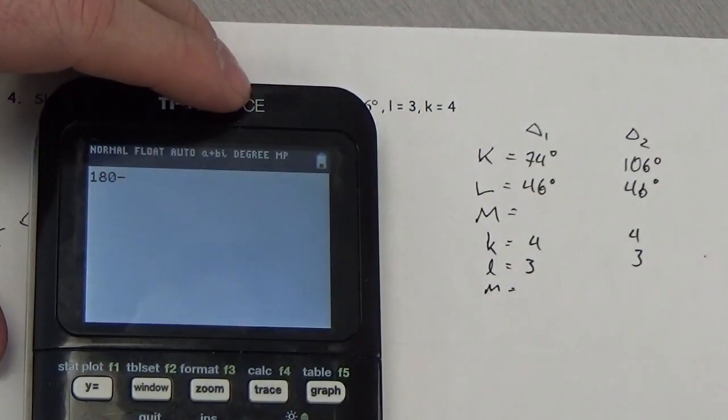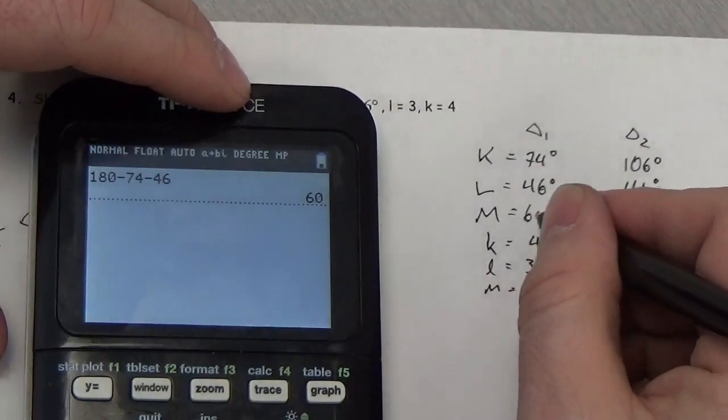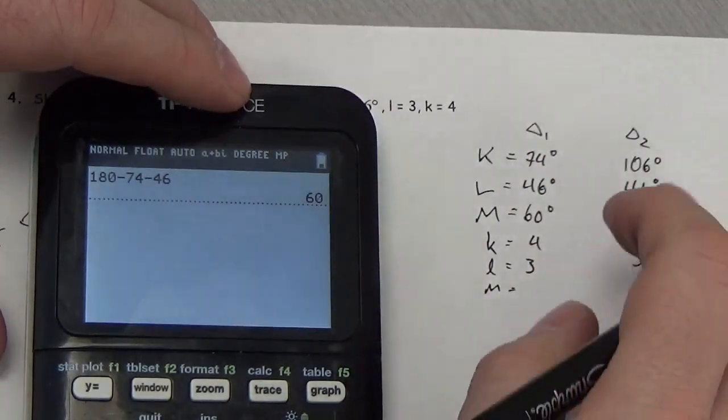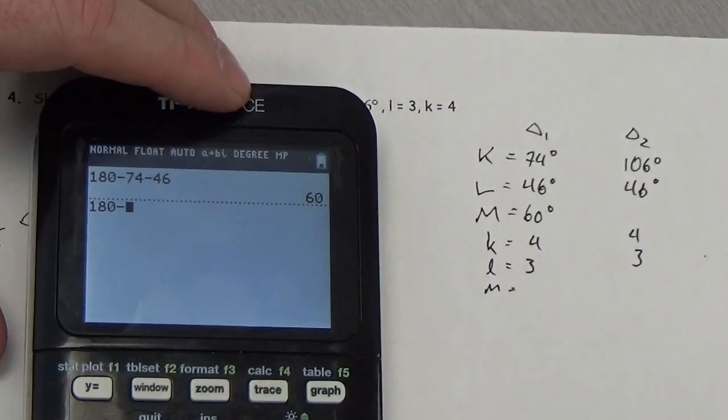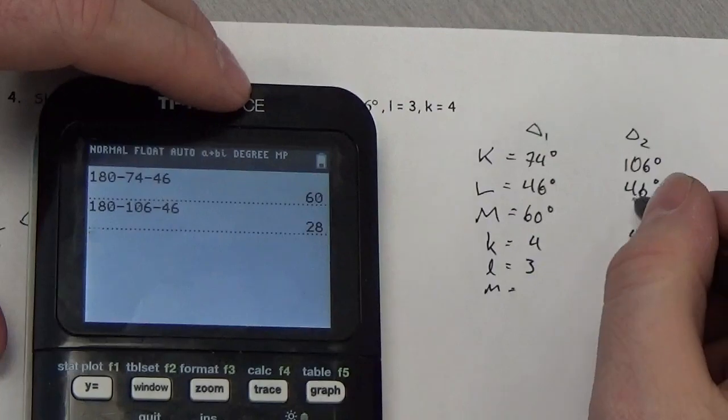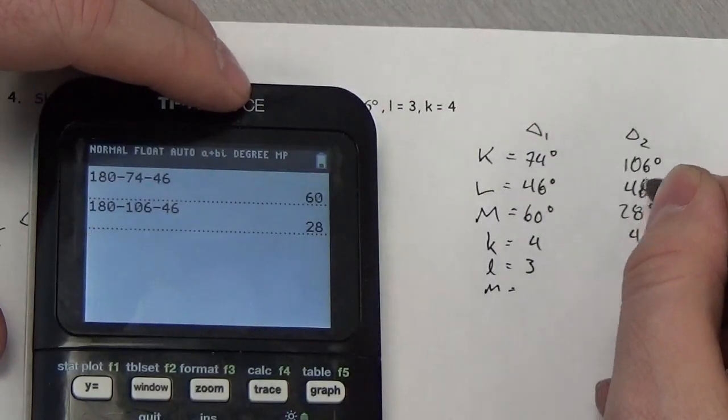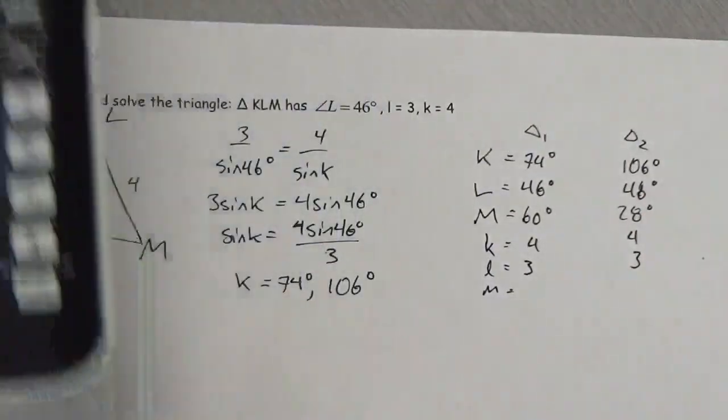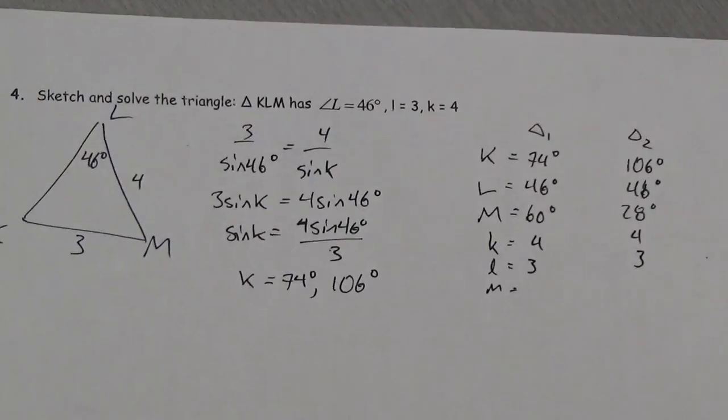Well, it's going to be 180 minus 74 minus, oh, oops, sorry. Wow, I looked over that real quick. Minus 46. So M will be 60 degrees. In triangle 2, it's going to be 180 minus 106 minus 46. And I get 28 degrees, which means both of those work. So I have two possible triangles here.